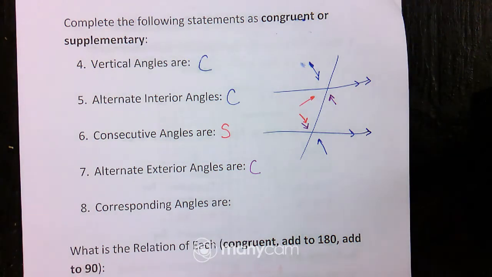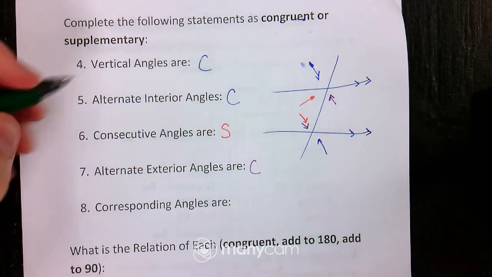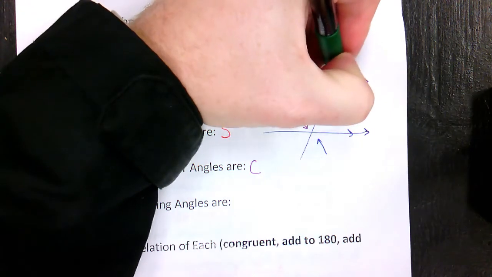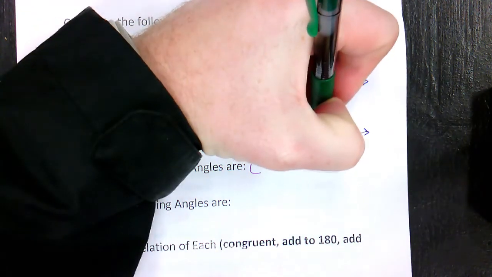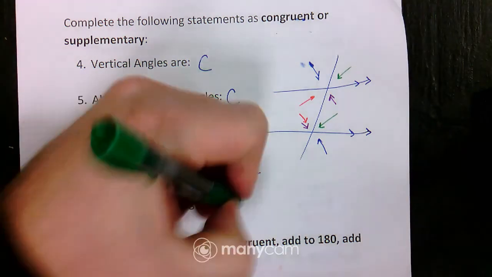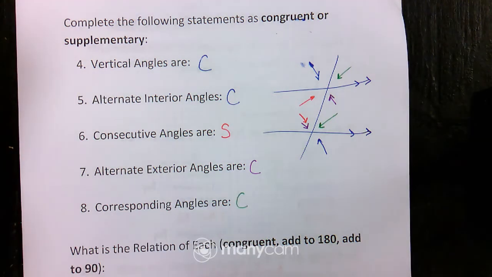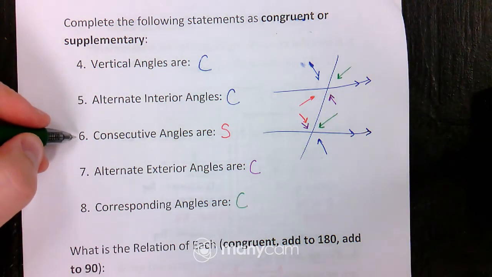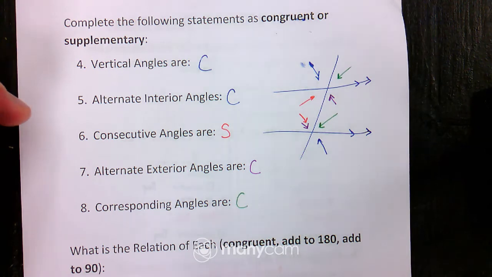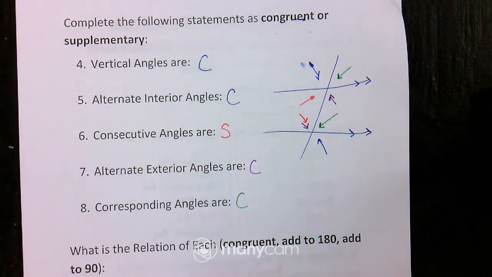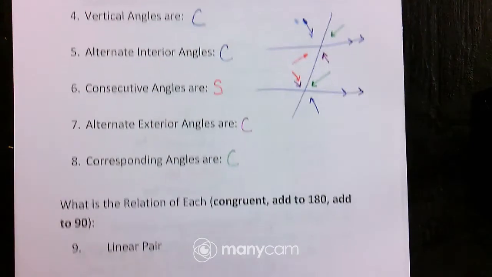Okay. And then corresponding angles. Corresponding angles means if it's the top left, then this is also the top left. And they are congruent. Okay. So pretty much all of them are congruent except consecutive angles, right? Easy to remember? Okay. Hopefully those are easy points for you guys on the test. Let's go down here.